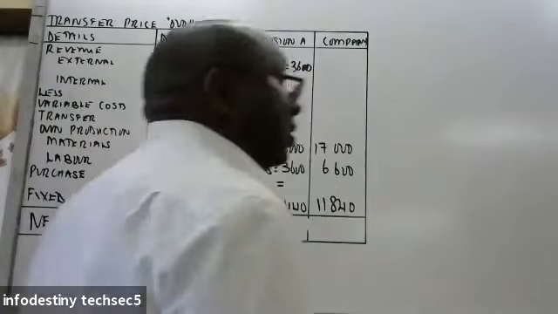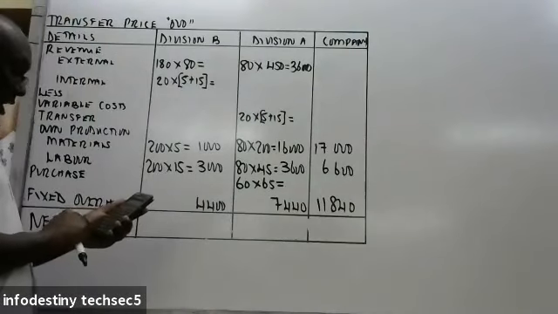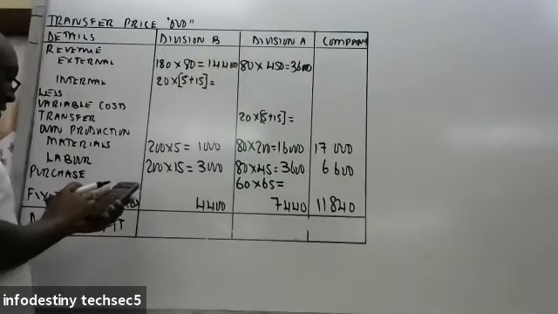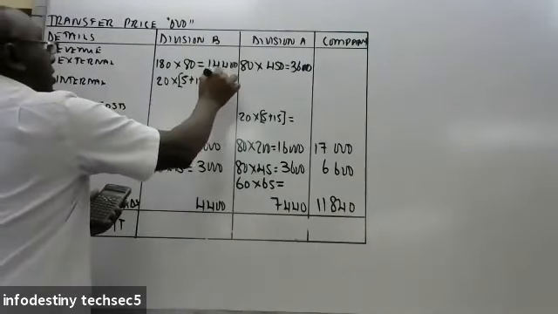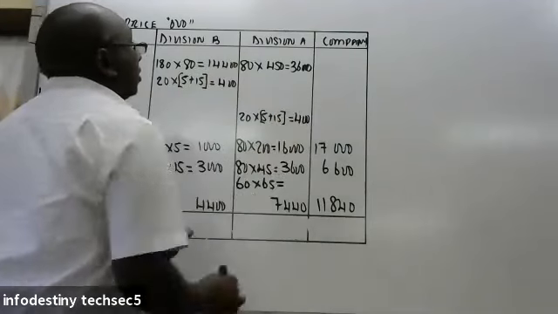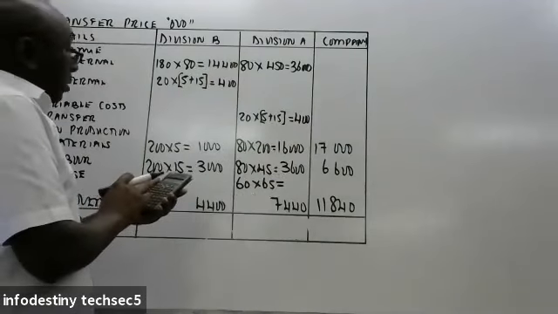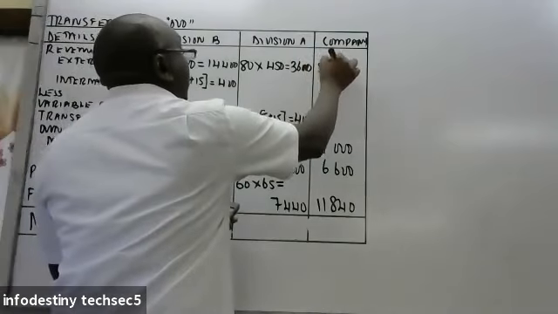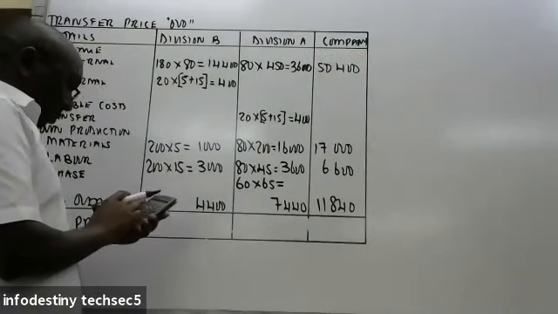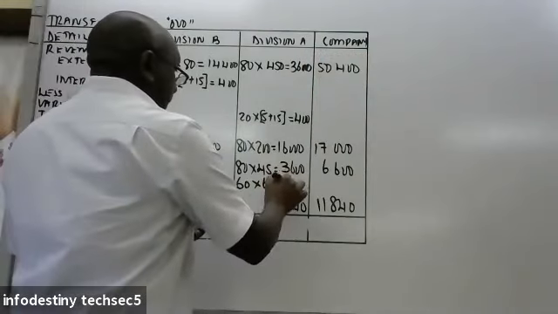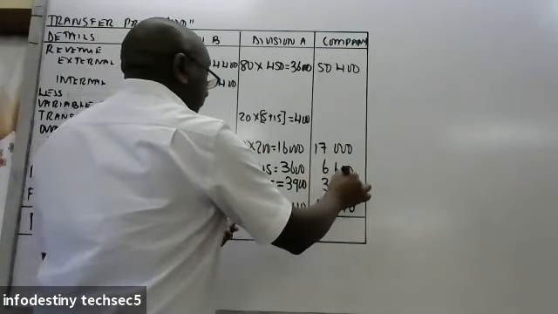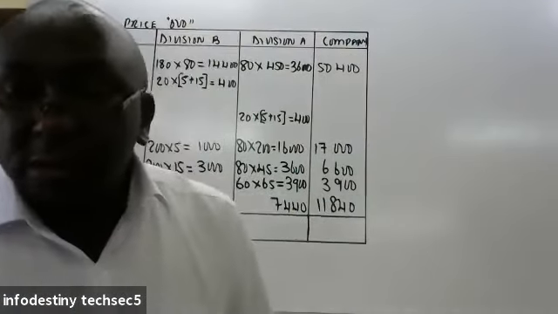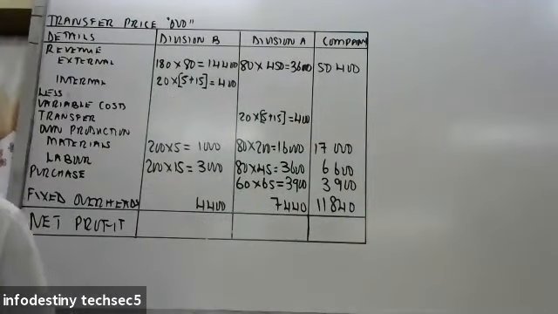Maybe I can give you the figures. That is 180 times 80 is 14,400. This is 20 times 20, that is 400. This is also 400. This is 50,400. So give me the new profits.